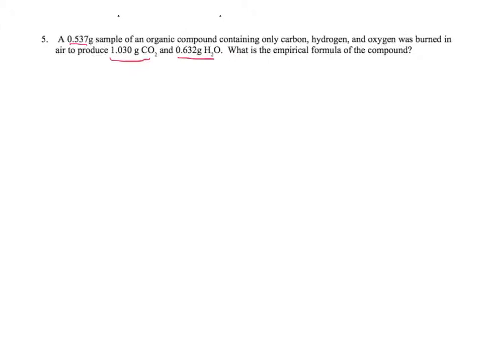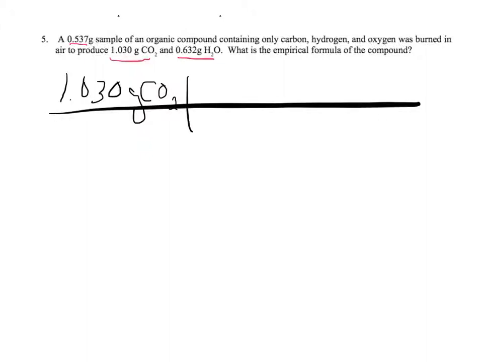We're going to first figure out how much carbon and how much hydrogen we have in both the carbon dioxide and then in the water. So we'll look at the carbon dioxide first. We have 1.030 grams. We're going to use the law of definite proportions to say if I have this amount of carbon dioxide, I know that there's one carbon, which has a mass of 12, and then there are two oxygens, which have a mass of 32. So 12 plus 32 is 44.